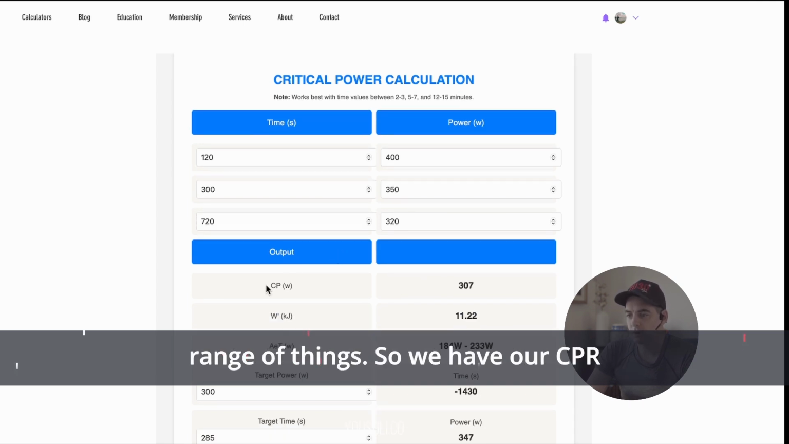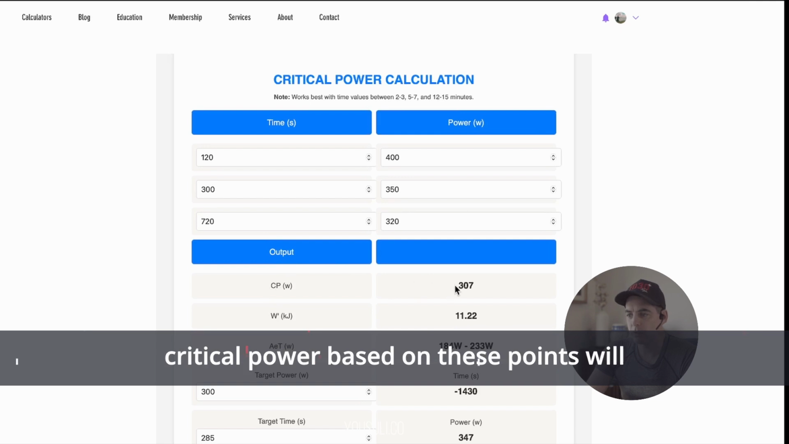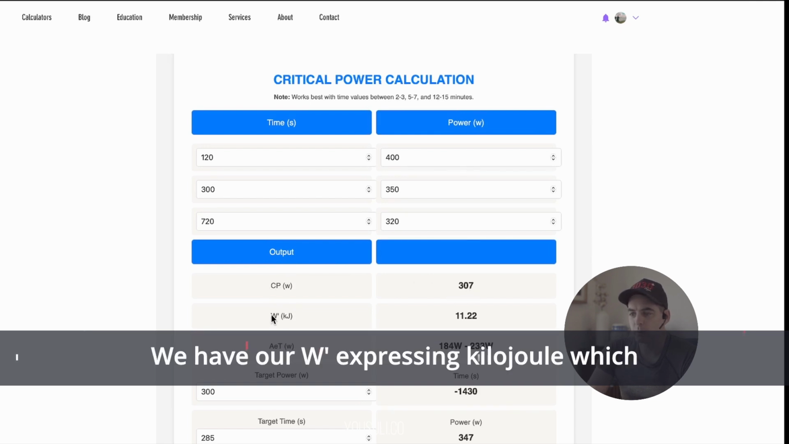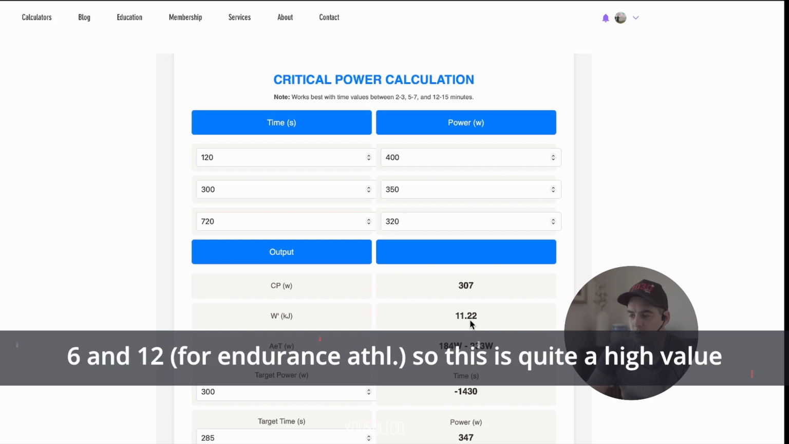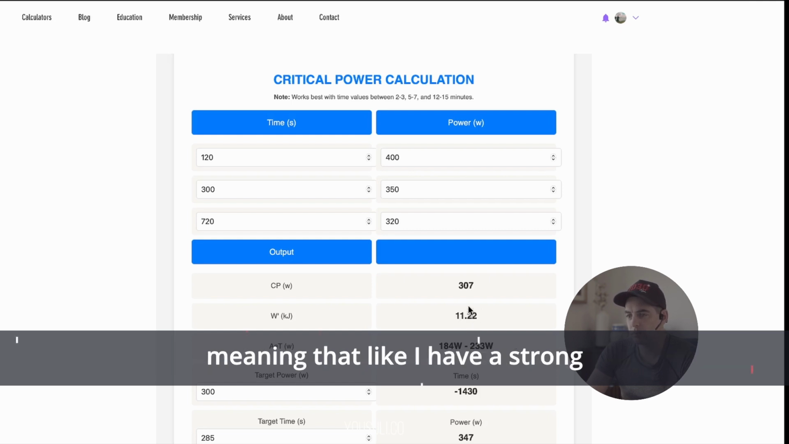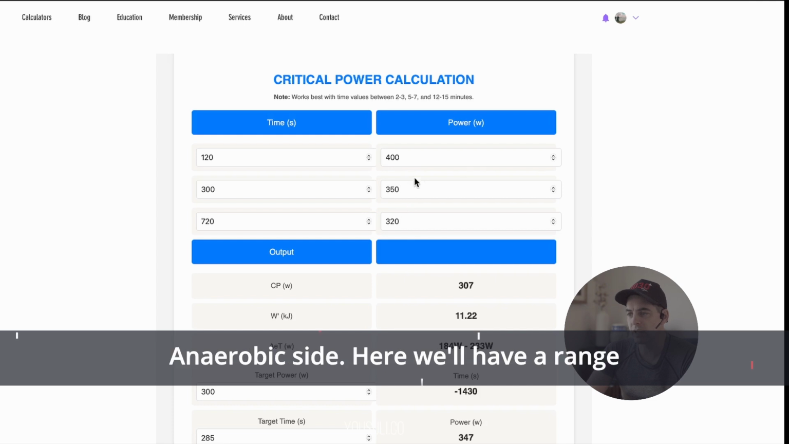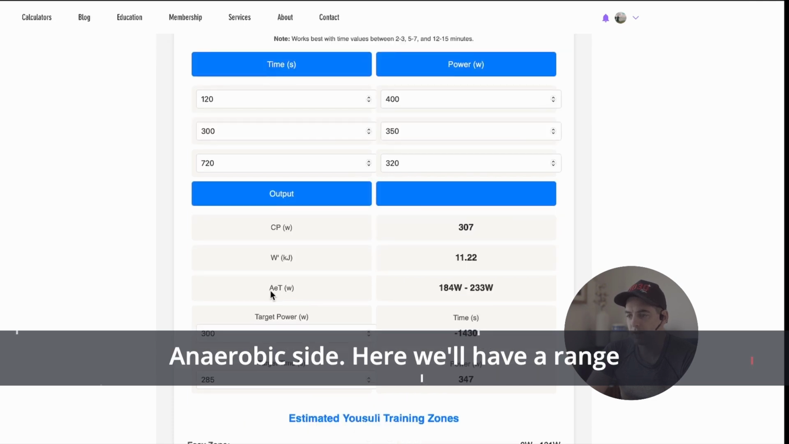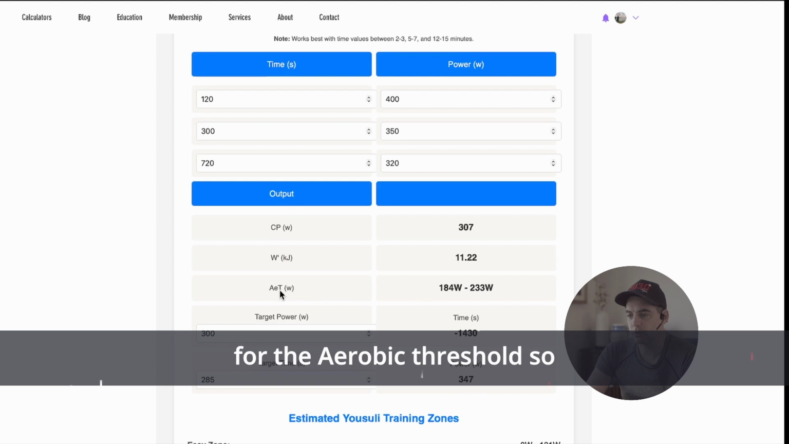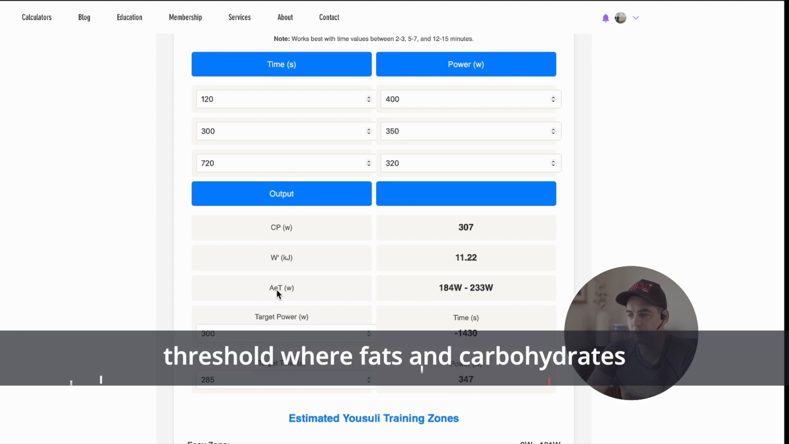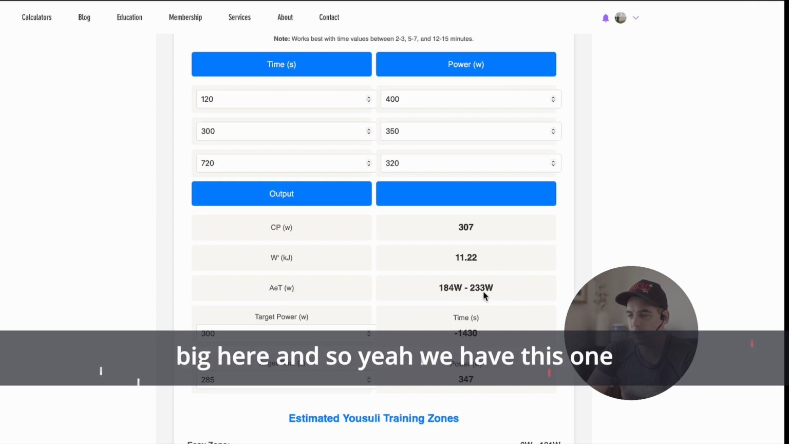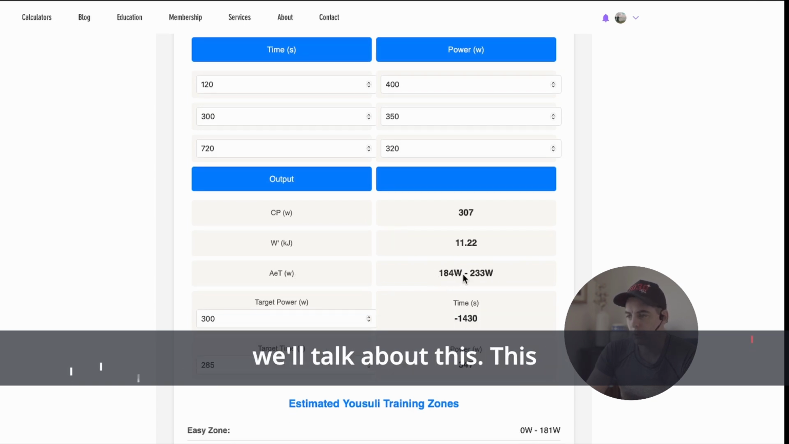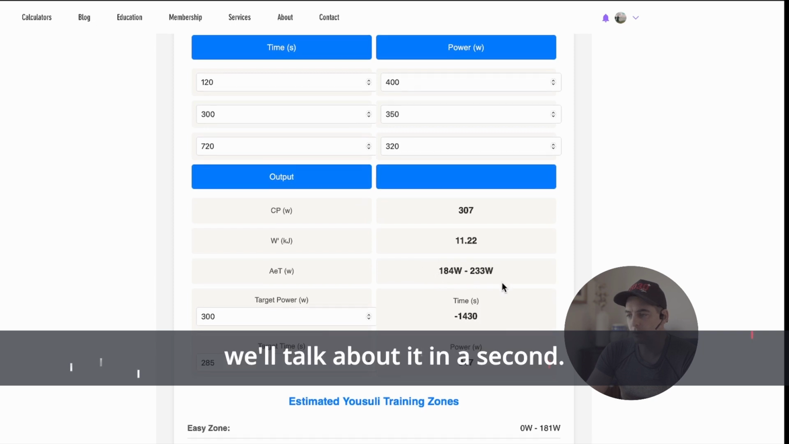So our CP, our critical power, based on these points will be around 307 watts. We have our W prime expressed in kilojoules, which will be around 11.22. Usually these values vary between 6 and 12. So this is quite a high value, meaning that I have a strong contribution from the anaerobic side. Here we'll have a range for the aerobic threshold, not the CP, the aerobic threshold, where fats and carbohydrate utilization are about equal. You see this range is quite big here. We'll talk about this pretty interesting number in a second.